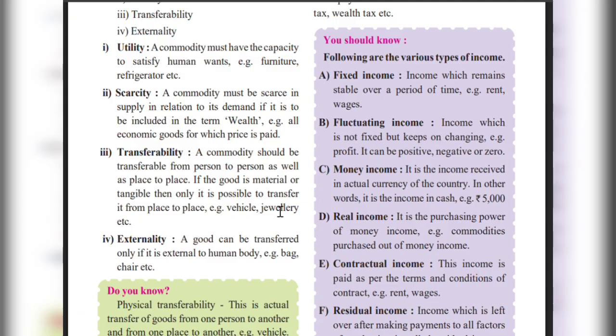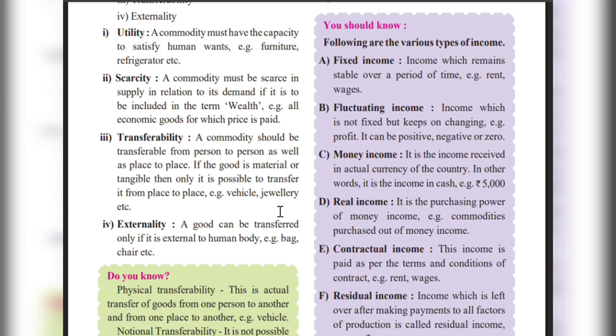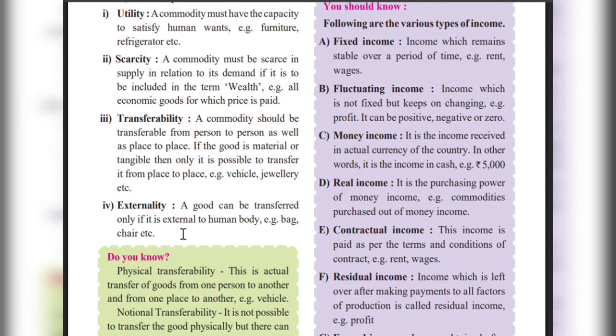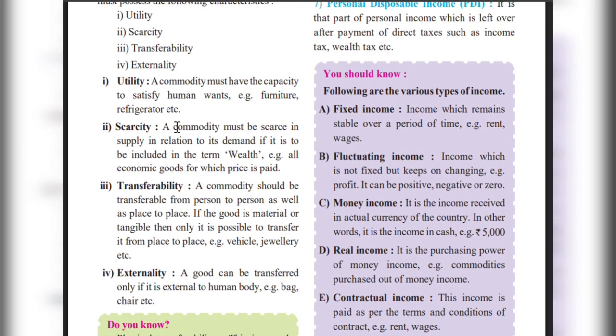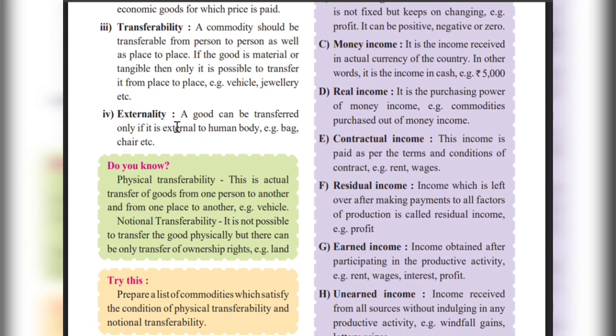Transferability: a commodity should be transferable from one person to another person as well as from place to place. It should be external. Now say externality. A good can be transferred only if it is external to the human body. Example, bag, chair, etc. like luggage type. Now we can take examples like gold, land, vehicle. These are all wealth types. So a thing becomes wealth only when it can satisfy wants and has exchange value for that good and service.